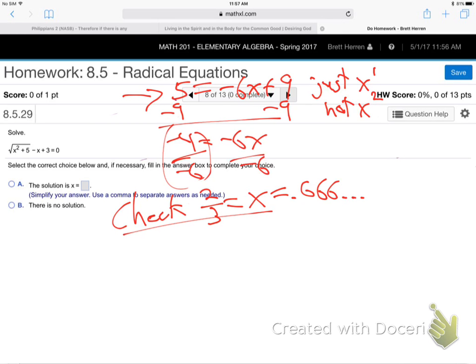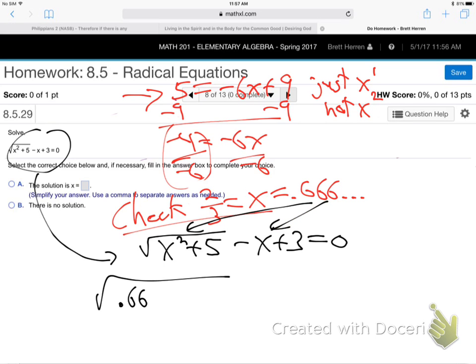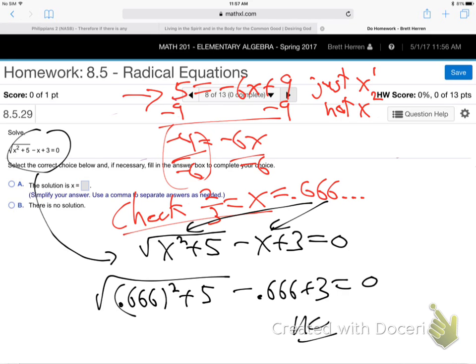Check. Where do we always check? The original, right? Go back to the original equation. Square root of x squared plus 5 minus x plus 3 equals 0. Plug it in, so you get square root of, I'm just going to go 3 sixths squared plus 5 minus 3 sixths, because I know the sixths go forever. If you work that out, it'll not be true. The left side and the right side will not be equal.